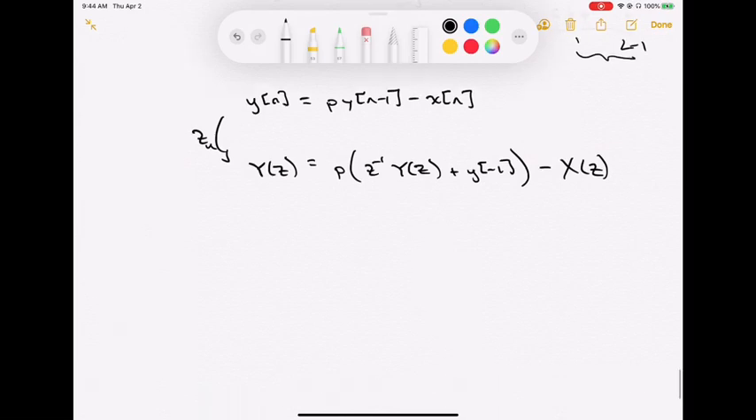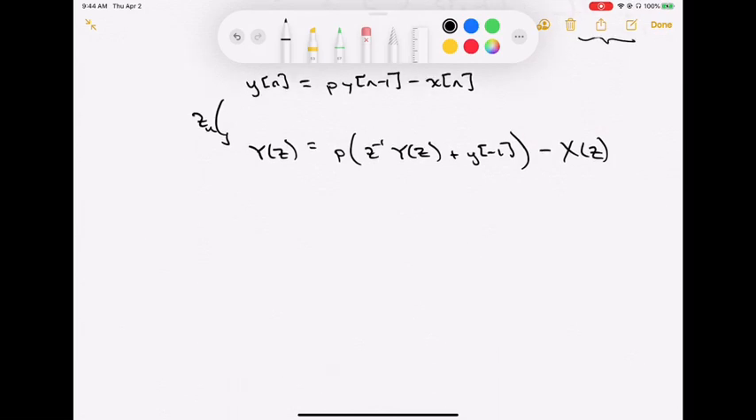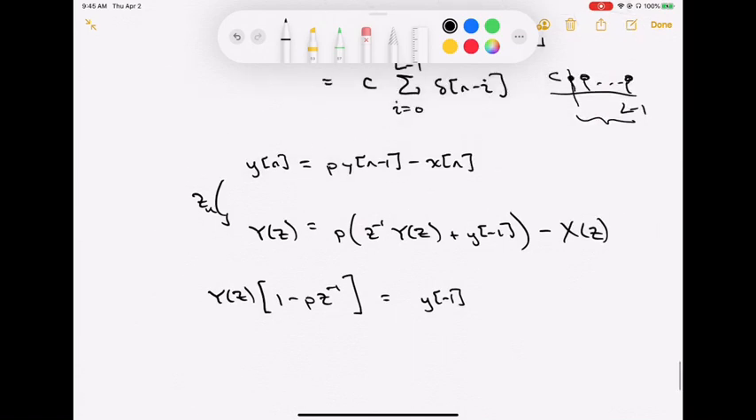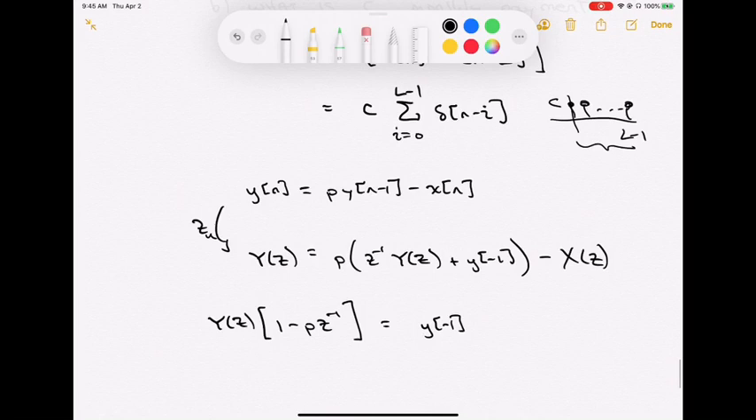We're going to clean this up just a little bit. I'm going to bring all the y terms over to the left-hand side so I can solve for y of z. That's going to be y of z multiplied by 1 minus p z to the minus 1, something along those lines. On the right-hand side, I have little y of minus 1, and then I'm going to have the transform of x. But what was x? x was just a scale of a bunch of shifted delta functions.